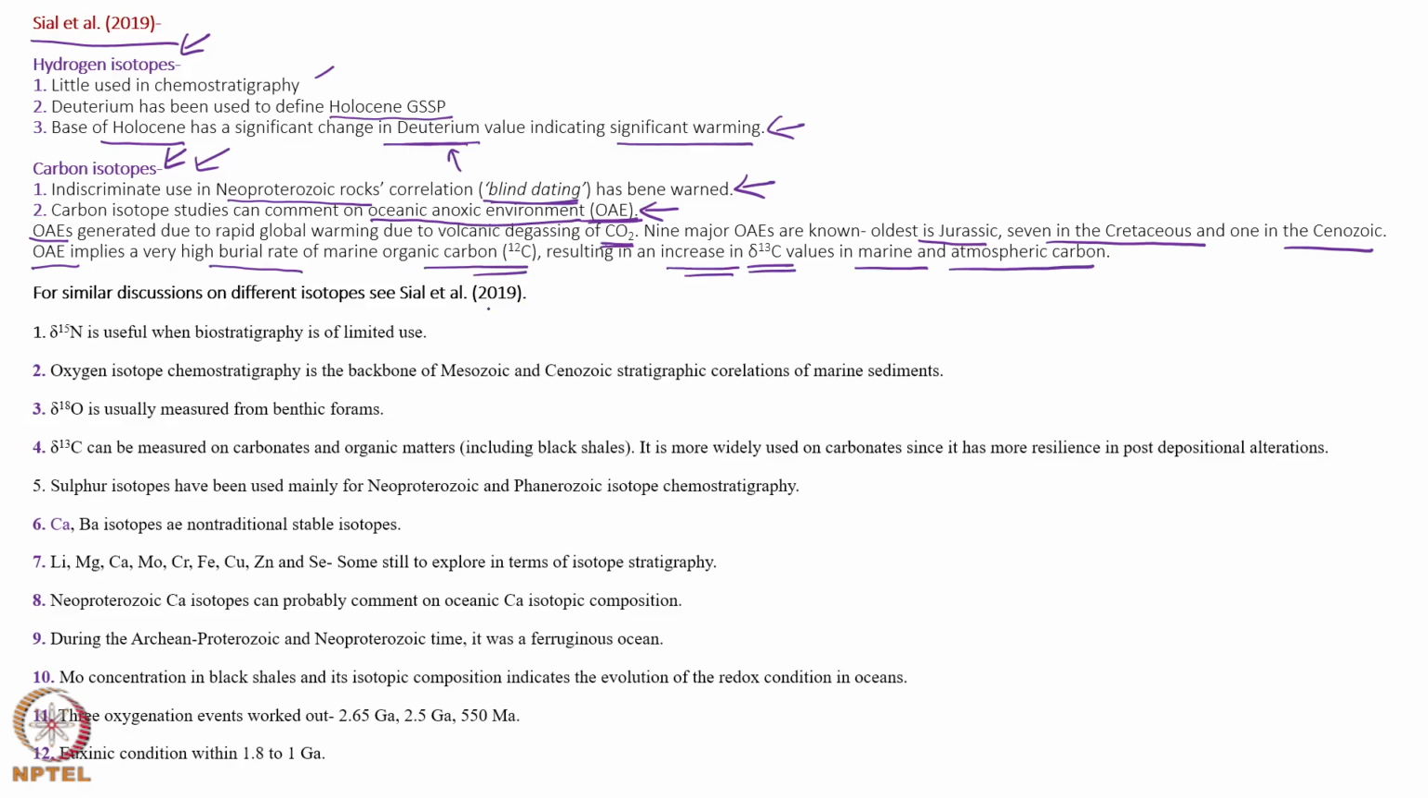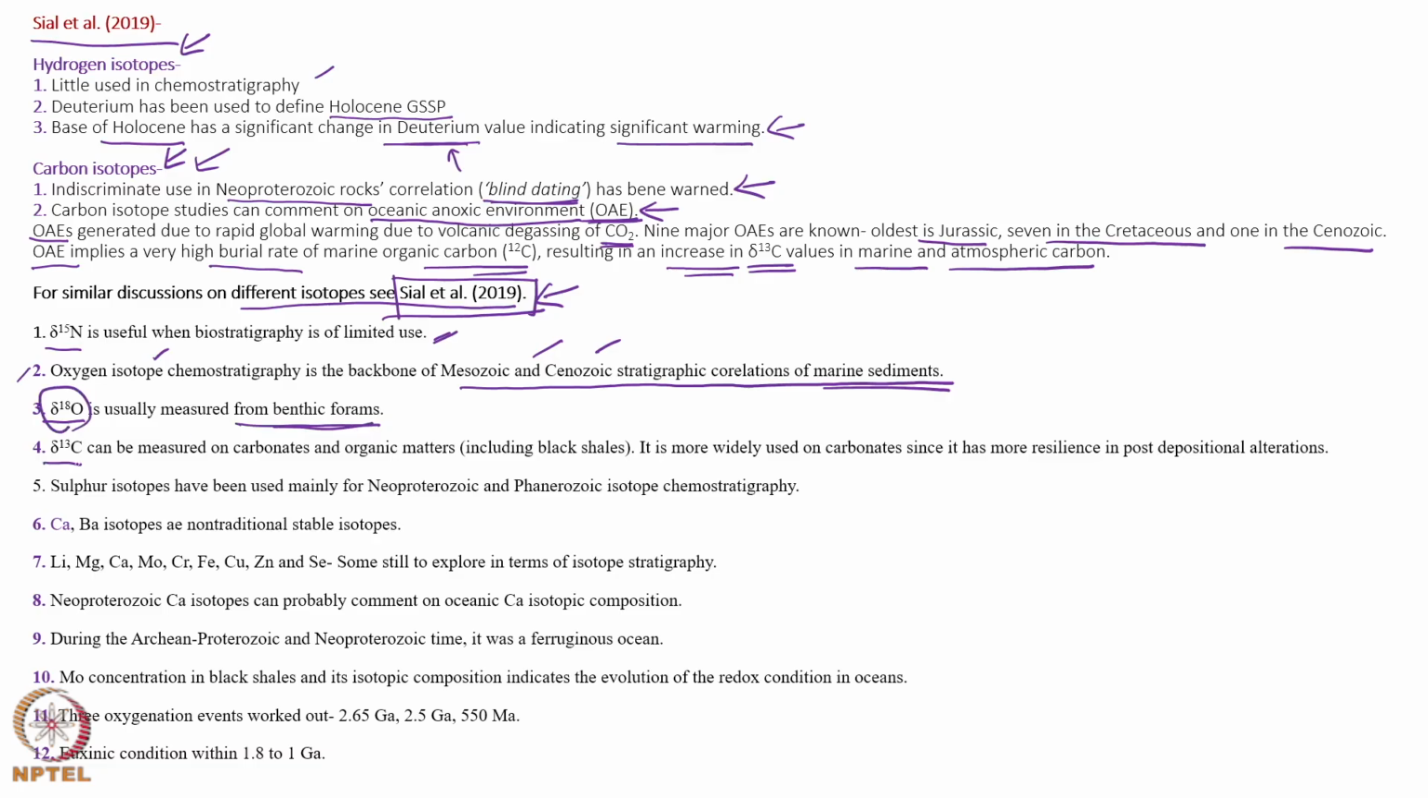So, for different isotopes, detailed discussion is available, and the interested student can go through this paper, which is a review article. Del 15N is useful when biostratigraphy is of limited use. Oxygen isotope chemostratigraphy is the backbone of the Mesozoic and Cenozoic stratigraphic correlations of marine sediments. Del 18O is usually measured from the benthic forams. So, not just the rock samples or the sediments, but from the tests of the fossils, the isotopic studies can be done.